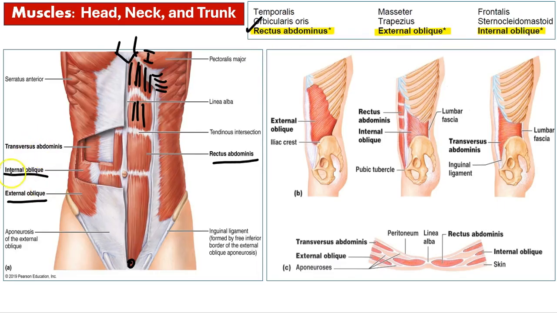Let's go ahead and get into the internal obliques because, again, they're going to be seen in the same layer as the rectus abdominis. So the internal obliques are going to be deep angle fibers. Where are they deep to? They're deep to the external oblique.